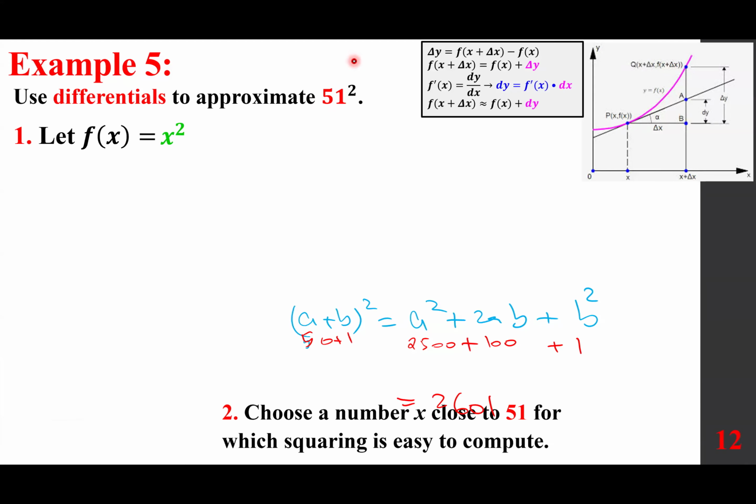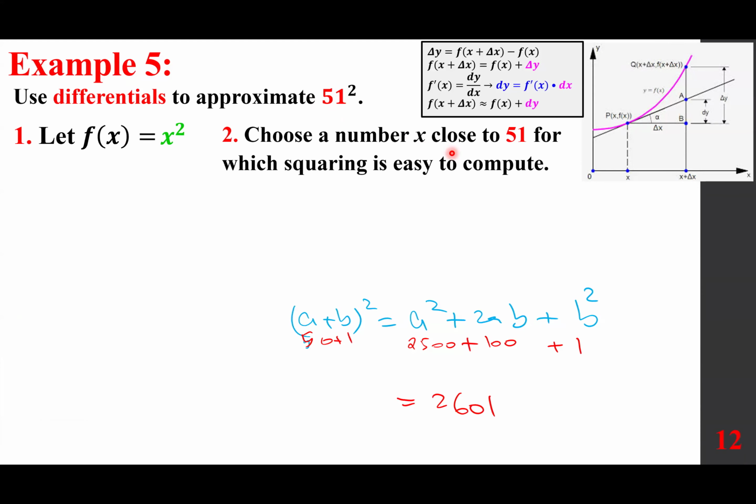Second step, choose a number x close to 51 for which squaring is easy to compute. You can do it in your head. Obviously, the answer is 50 because 50 squared is the closest number you can think of, and the answer is 2,500 because 5 squared is 25, and because it's being squared, you put 2 zeros. If it's cubed, you put 3 zeros, and so on. So it's very easy to calculate. So we are going to use this to get to 51.